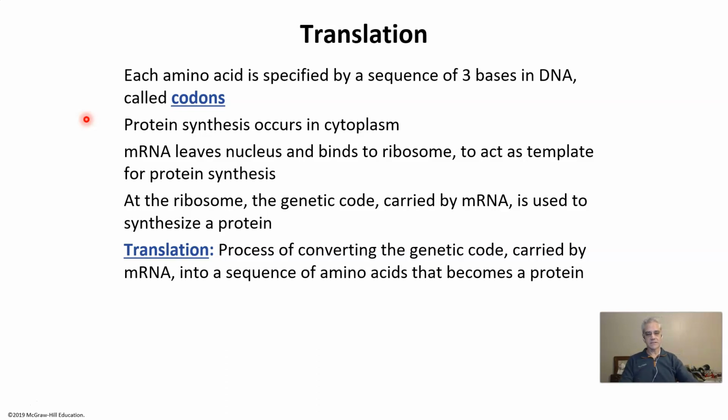mRNA goes out into the cytoplasm where protein synthesis occurs. So now we're going to convert that mRNA into a protein. That process, the process of taking the mRNA and converting it into a protein, is called translation. So you got to get your trans words right here. Transcription is DNA to RNA. Translation is RNA to protein. Transcription occurs in the nucleus. Translation occurs in the cytoplasm.